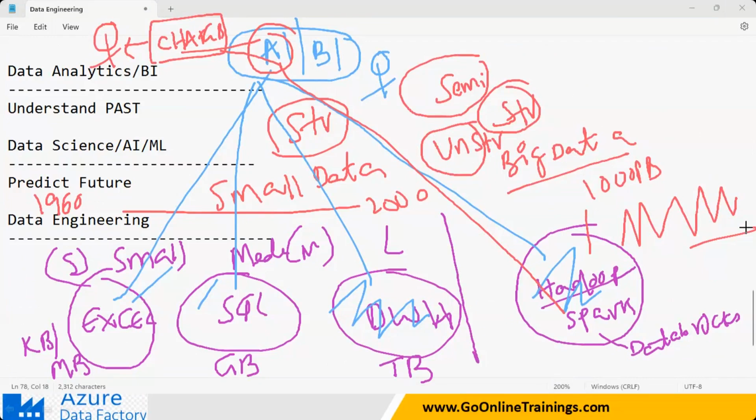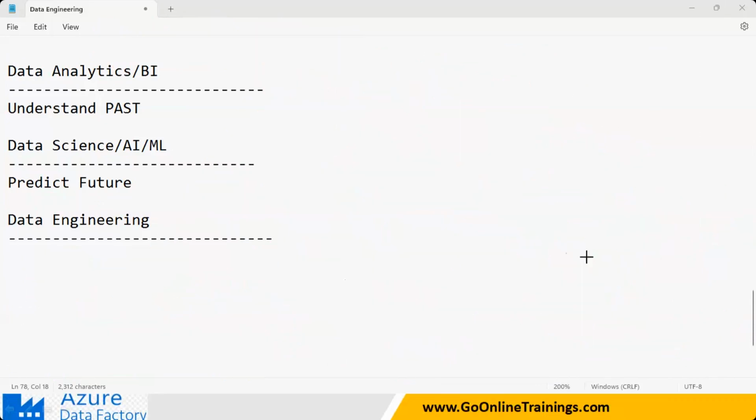Am I clear? So you will become a data engineer. You have to maintain SQL, data warehousing, Hadoop, Spark, Databricks. Clear? So that is what you have to understand today.